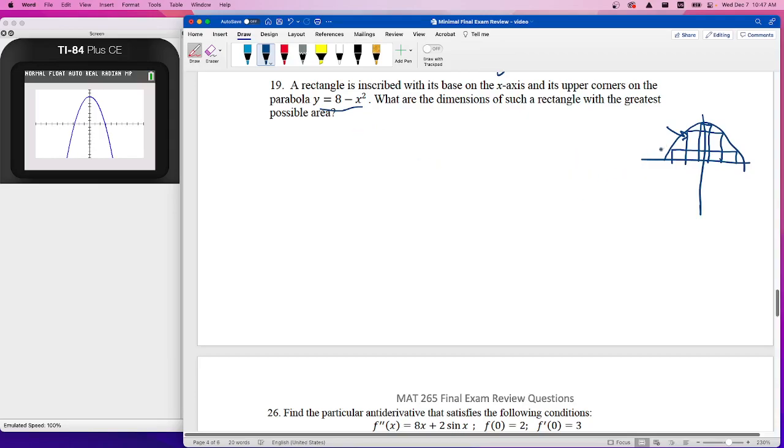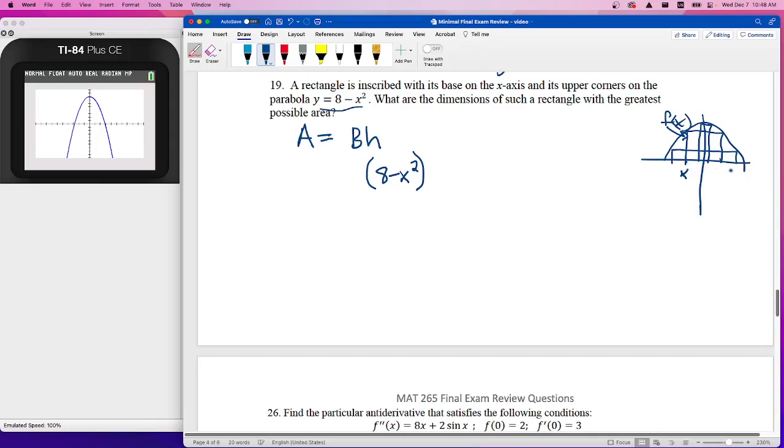So what we want to think about is how do we get the area of this rectangle? Well, the area of the rectangle is length times width, base times height. Let's go with base times height. How do we calculate the height of this rectangle? It's going from whatever this x value is to this y value here. So the y value really is the height. The height is going to be determined by 8 minus x squared.